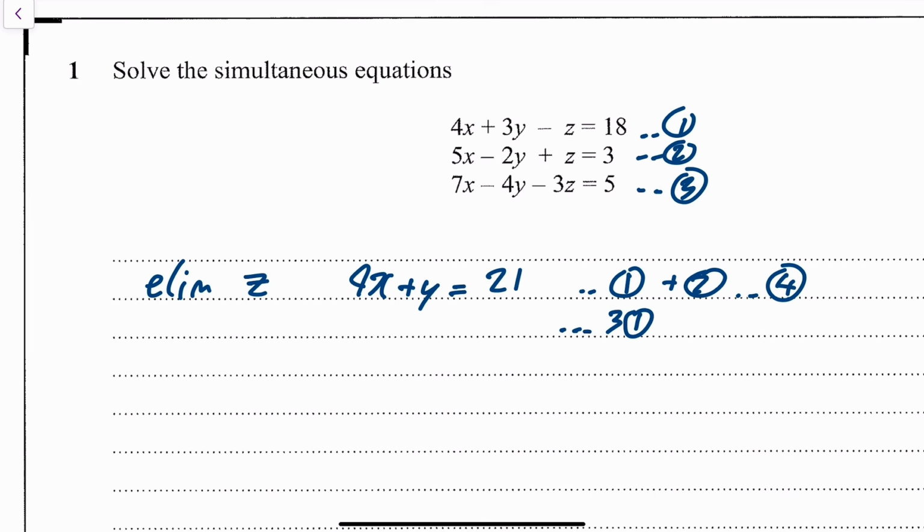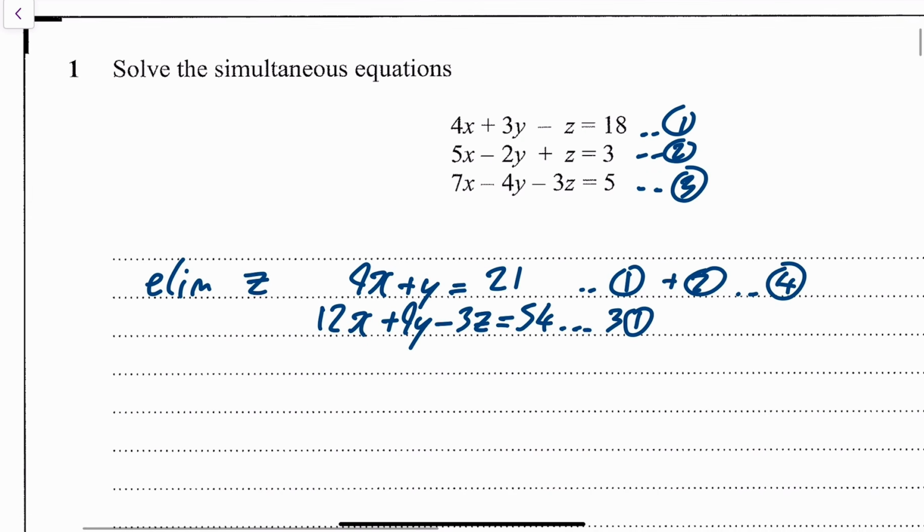So left hand side, 3 times 4x is just 12x. 3 times the 3y is going to be 9y. 3 times the minus z is minus 3z, and 3 times 18 would be 54. Then we'll write down, what did I say to use? Equation 3. Write down equation 3 again. And all these wee steps really help you to not make mistakes if you just write that equation down again.